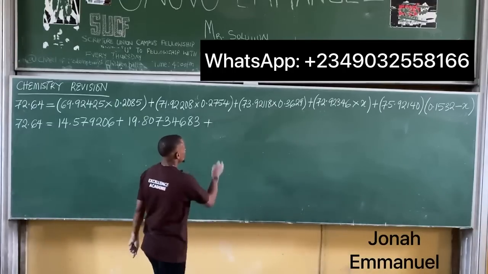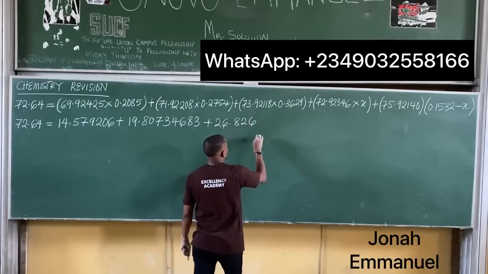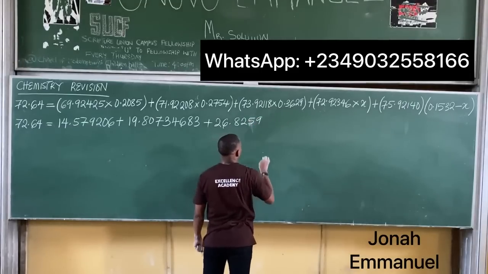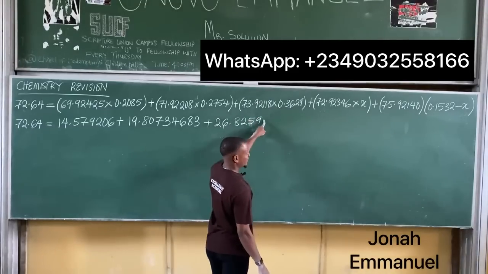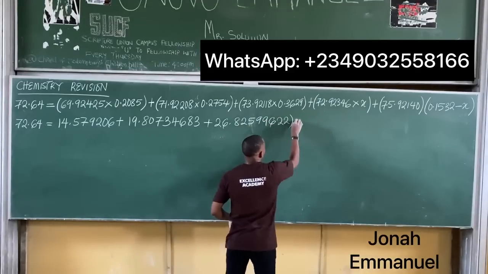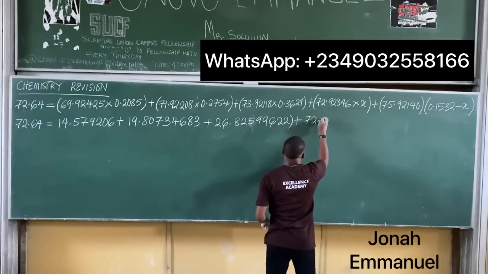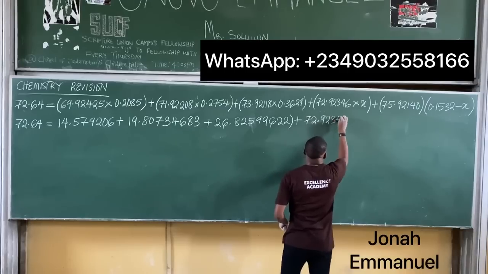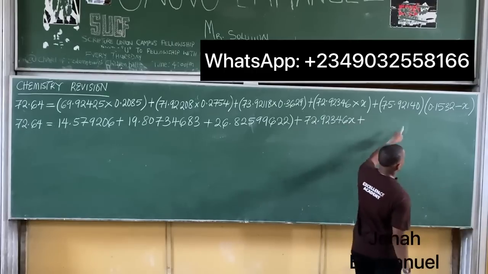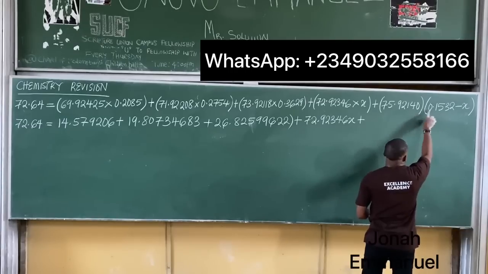What do you have? 26.826, 8259. 9622 plus, please expand this. This times x gives you what there? 72.92346x. Next up, plus, I'm to multiply these two. So it means this will multiply this one first. So these two first. What do you have?